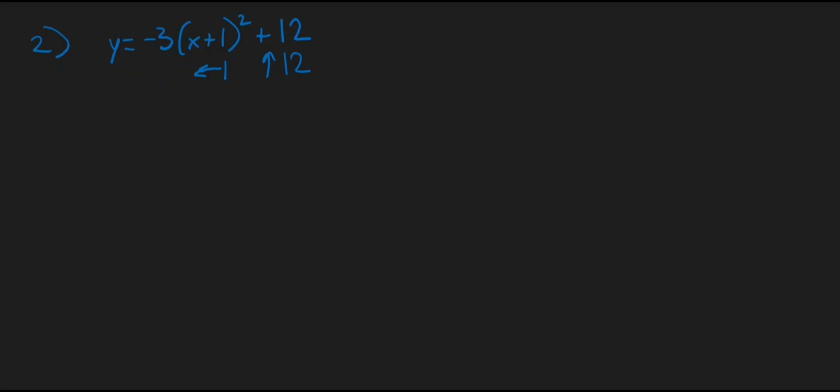And if you write this in the proper form for the vertex form of a parabola, which is y is equal to a times the quantity x minus h squared plus k, notice how we don't have an x minus 1 over here, we have an x plus 1, right? So if you rewrite this in the proper vertex form of a parabola, then this would be y is equal to negative 3, so a aligns with negative 3, and then times the quantity x minus negative 1 squared, and then k would be 12.